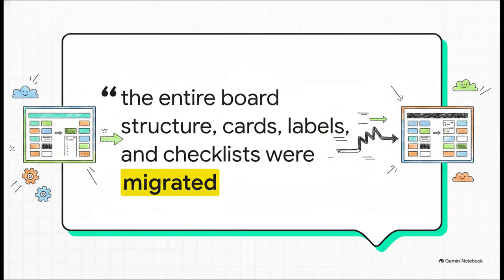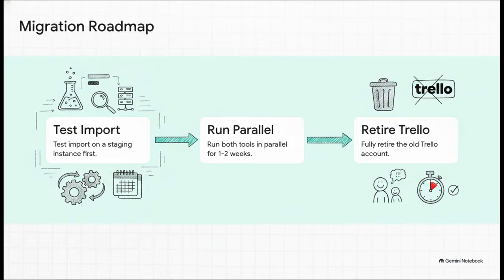Going back to that 15-person ops team anecdote for a second, they had years of incredibly detailed workflow history, and they safely ported the whole shebang over. It really works. Let's see how this builds into a simple, foolproof roadmap for your own transition. Step 1. Always test your import on a staging instance first. You want to ensure your specific advanced setups transfer exactly as expected.